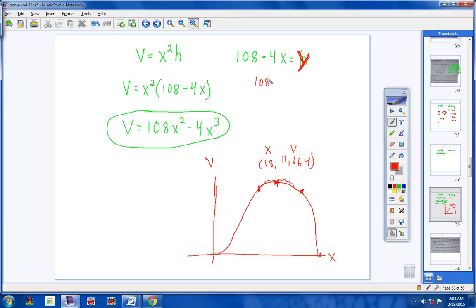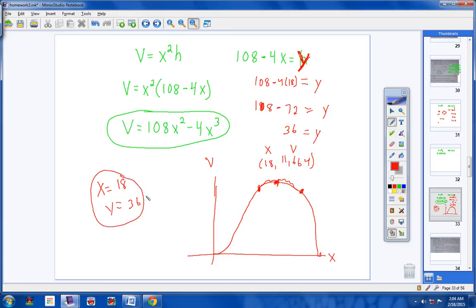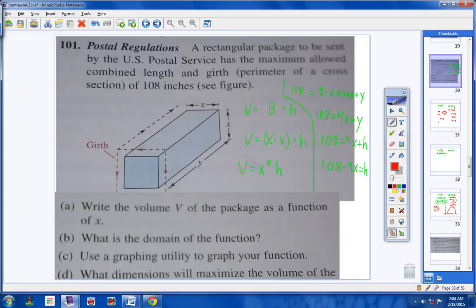So 108 minus 4 times 18 would equal y. So now I know what my y is. 108 minus 72, and of course, 108 minus 72 is 36. So there are your dimensions, guys. We did it. X would have to be 18, and y would have to be 36. So there are the dimensions of the package right here that give you the greatest volume on the inside.